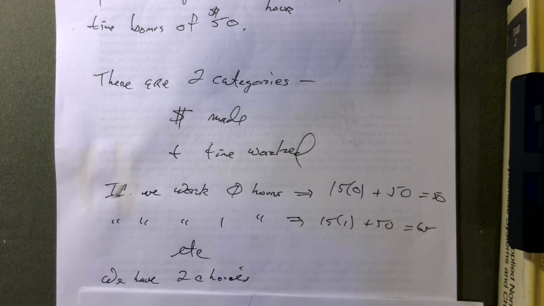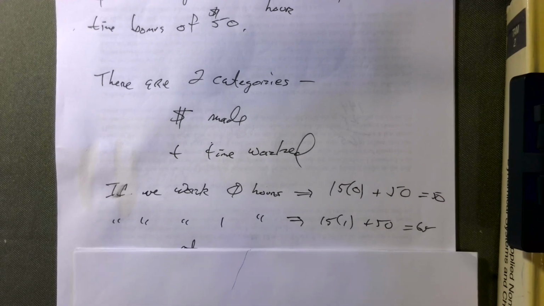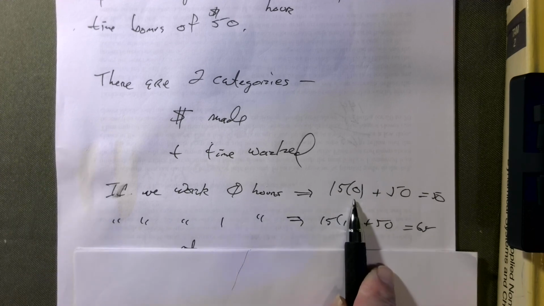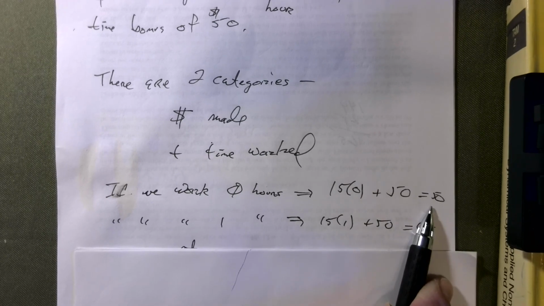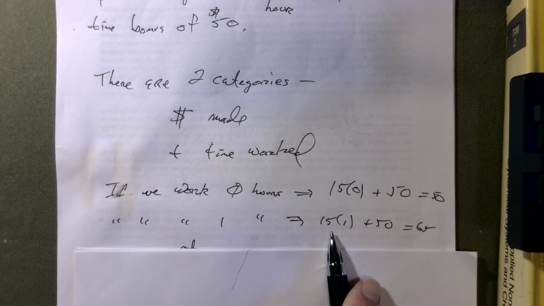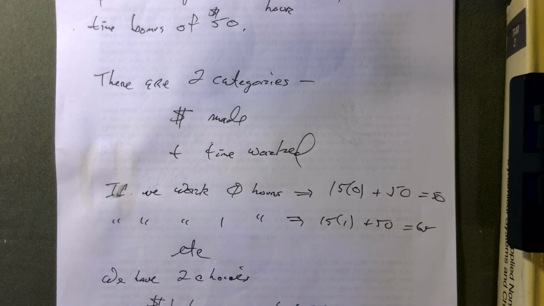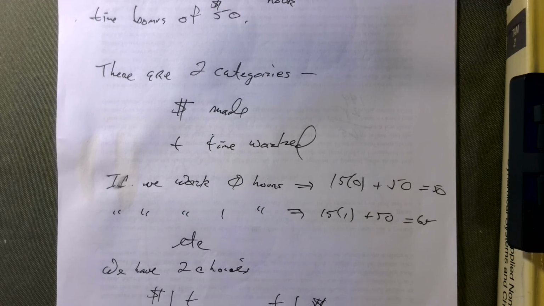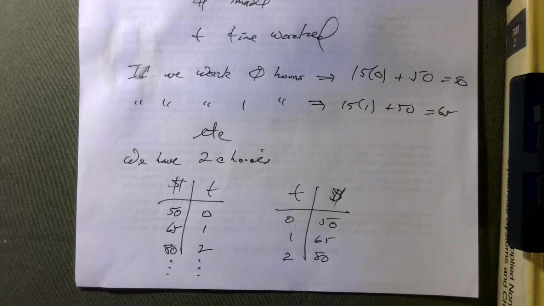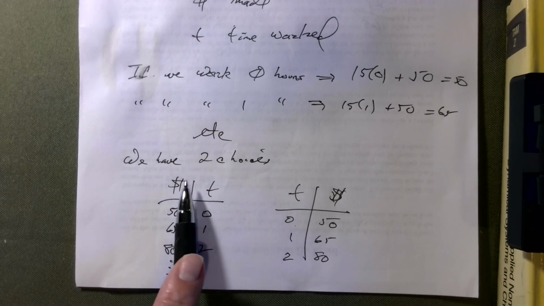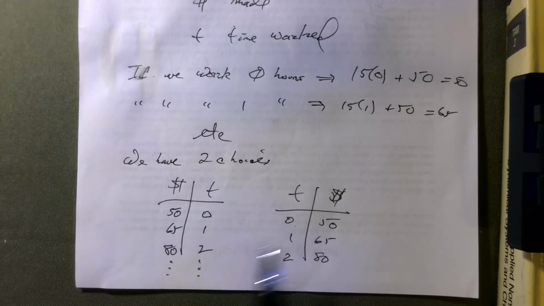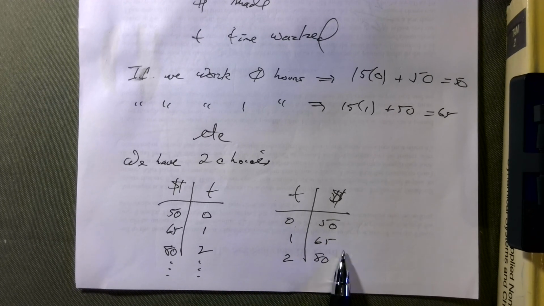And so if you work 0 hours, you take $15 times the amount of time that you work, plus your bonus, which is 50. If you work 1 hour, and we're not talking about anything like taxes or anything like that, so if you work 1 hour, 15 times 1 plus 50 is 65, etc. So you have two choices here. And remember from college algebra, you could put dollars here and time here, or you could put time here and dollars here.